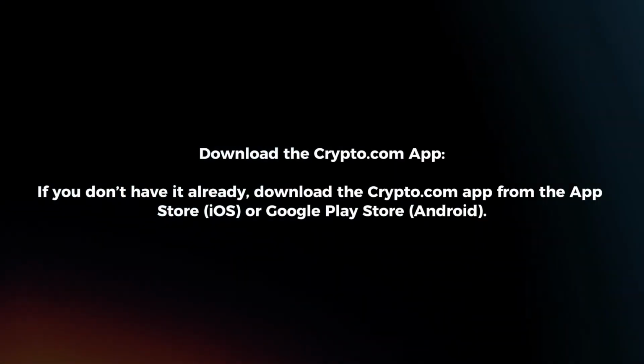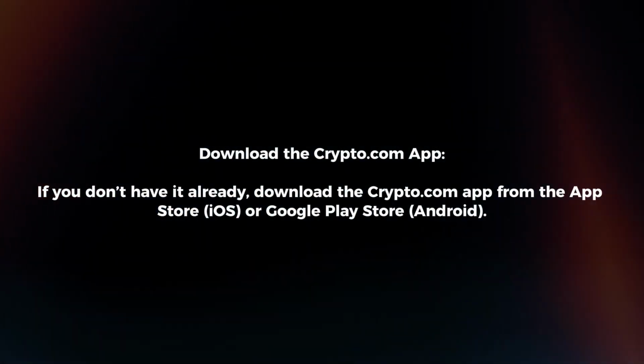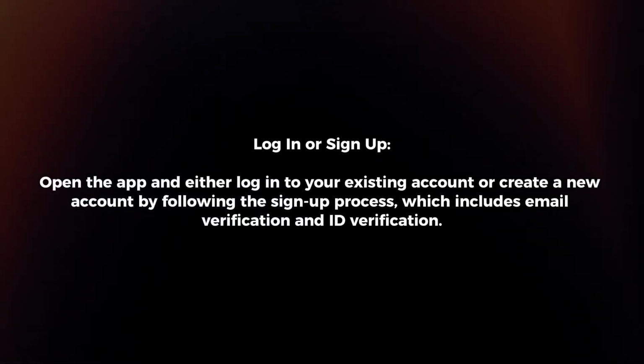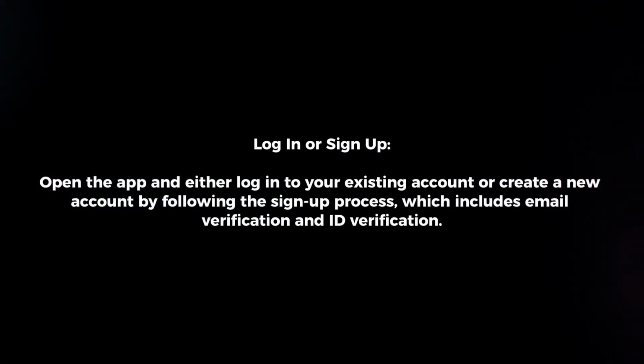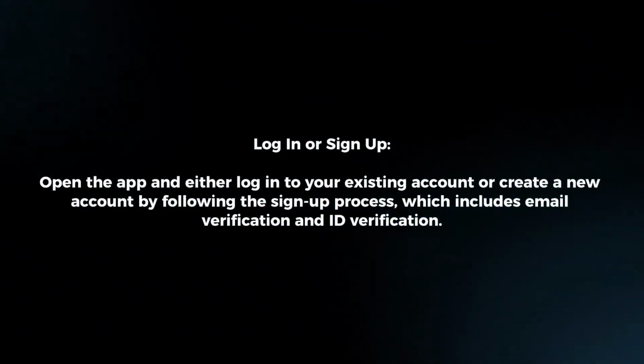Download the Crypto.com app. If you don't have it already, download the Crypto.com app from the App Store or Google Play Store. Log in or sign up. Open the app and either log into your existing account or create a new account by following the sign up process, which includes email verification and ID verification.